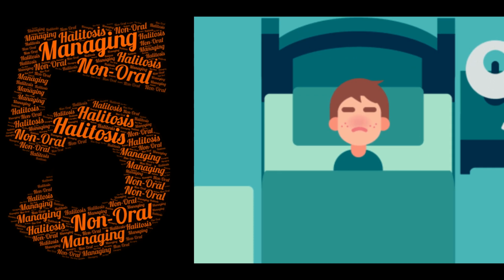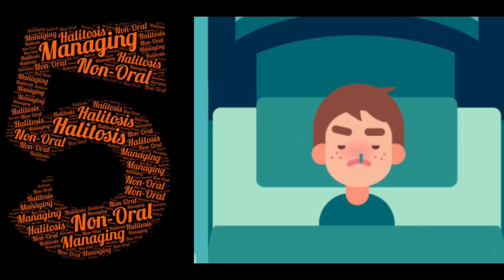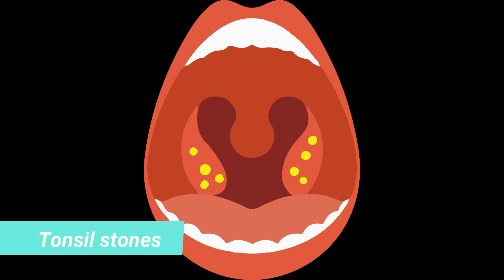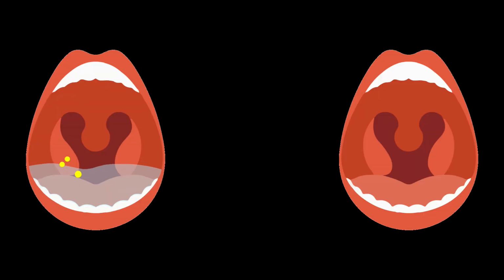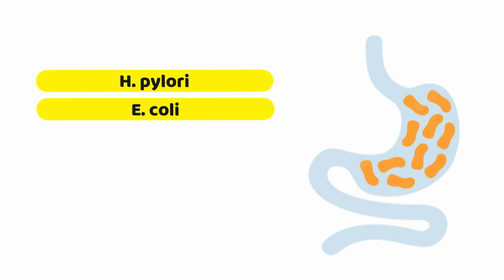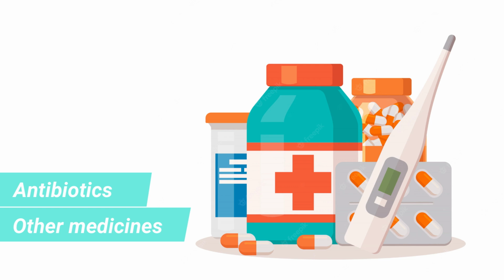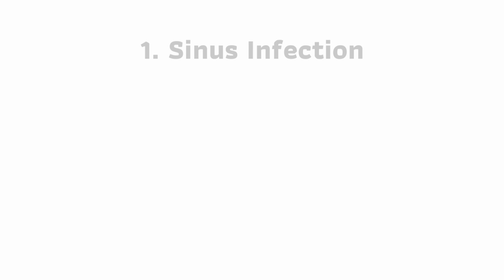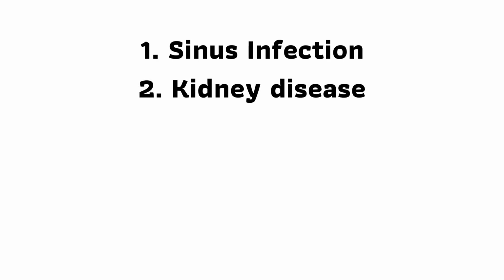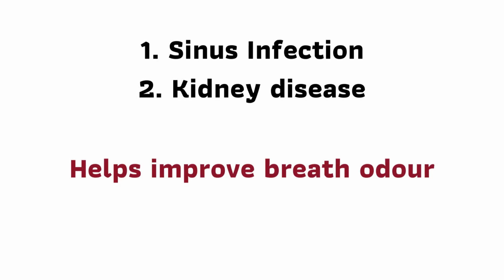Next is management of the non-oral halitosis. In case you have a tonsil stone, then removal of tonsil stones or tonsillectomy may be needed if other conservative methods have been tried. If the halitosis is due to an infection of H. pylori or E. coli, then antibiotics and other medications may be of help. Treating the underlying medical problems such as a sinus infection or a kidney disease can also help improve the breath odor.